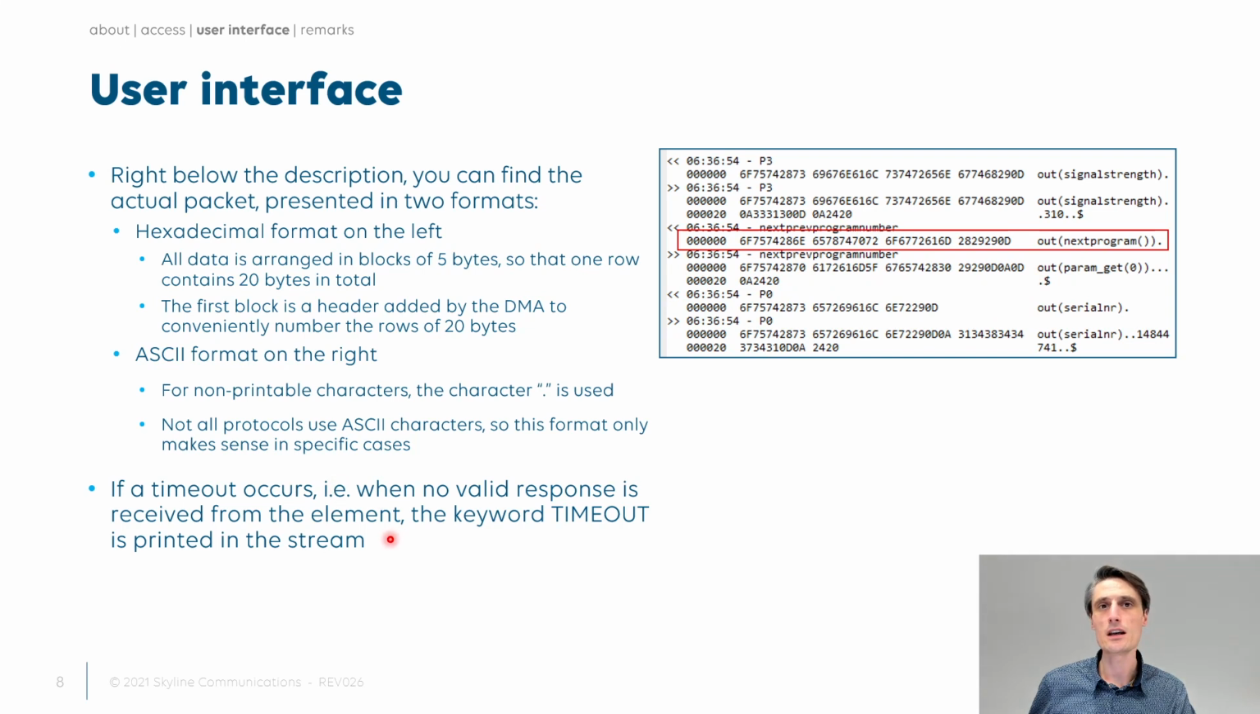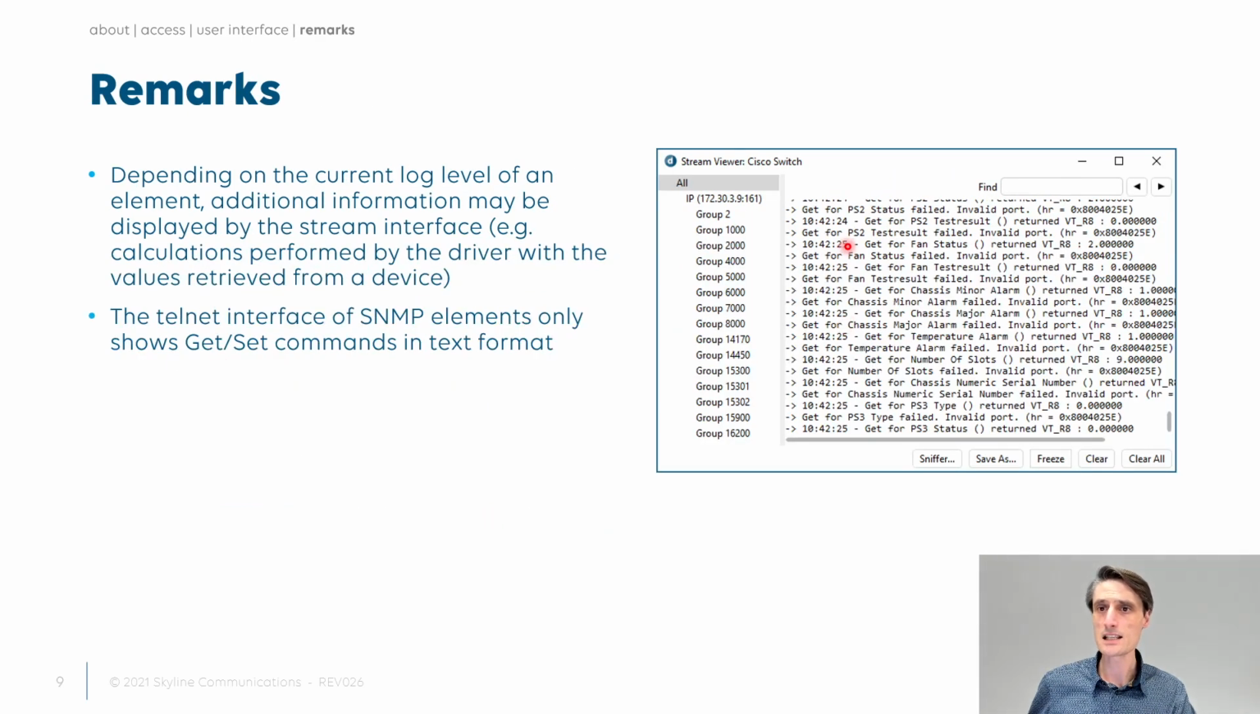If you experience a timeout, it will be printed in capitals in this editor or in this window that a timeout has been experienced here. This is an example of SNMP. Basically, it's just written out the name of the parameter we're retrieving and the result coming back right underneath it.